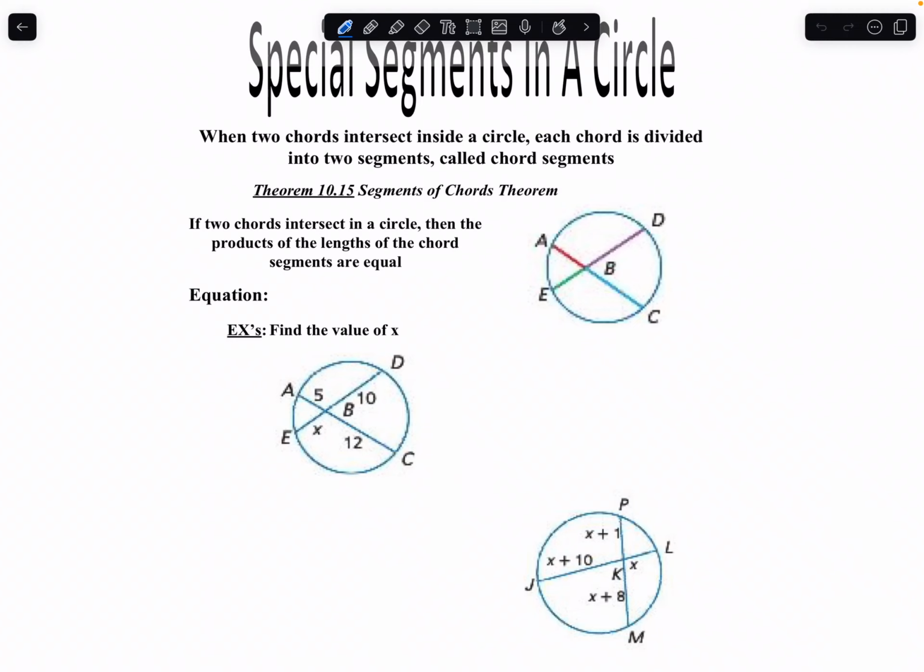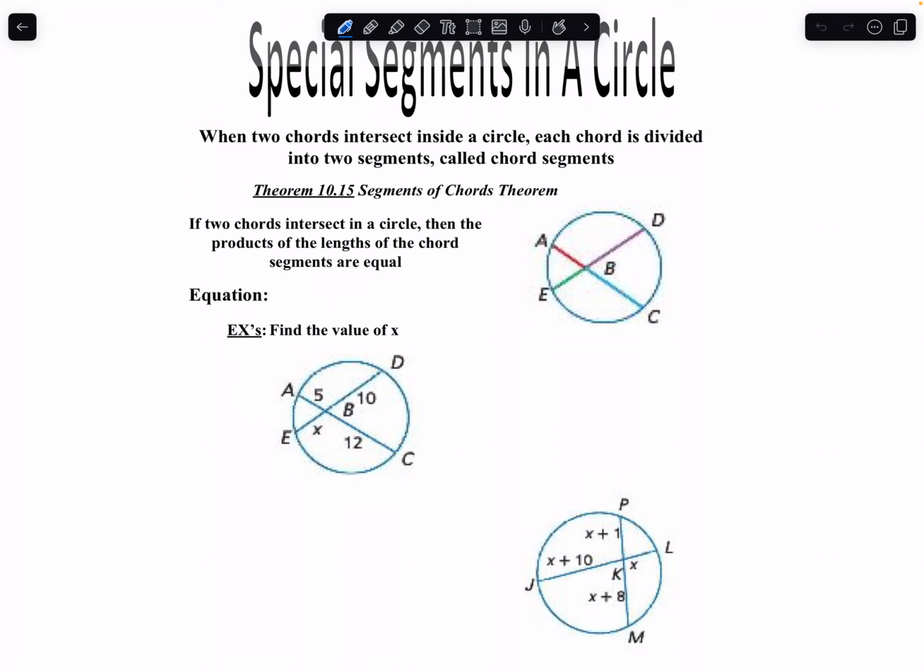Hi, welcome back. In this video, we're going to talk about special segments in a circle. So this is going to look very similar to our last topic, 10.6, which was secants, tangents, and angle measures.